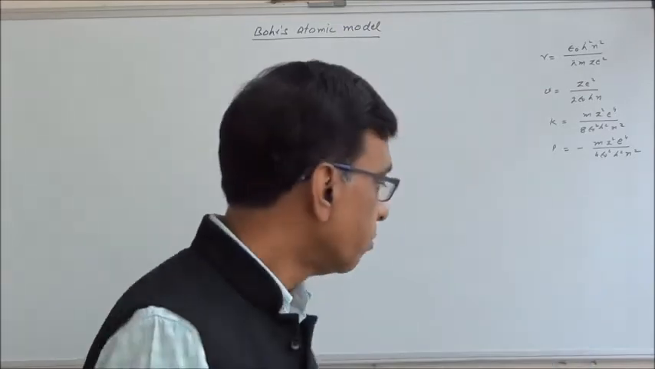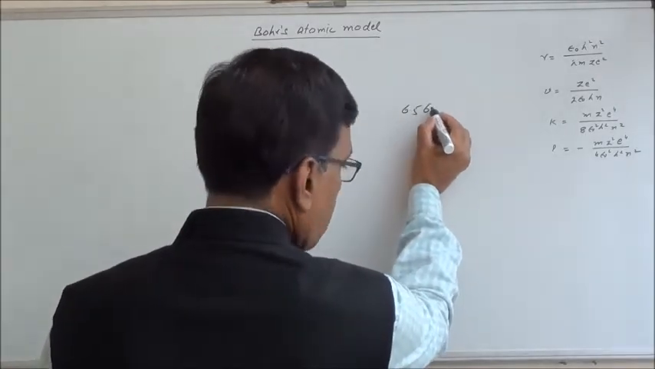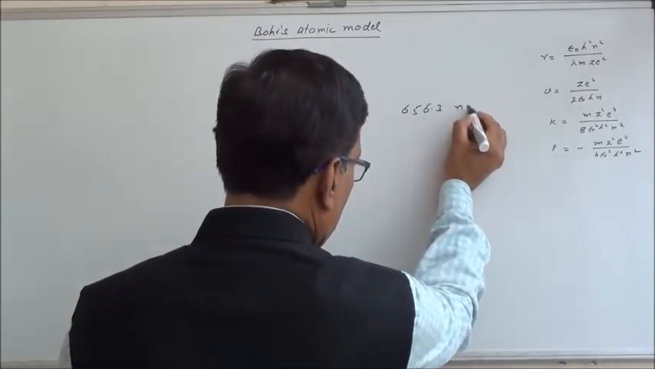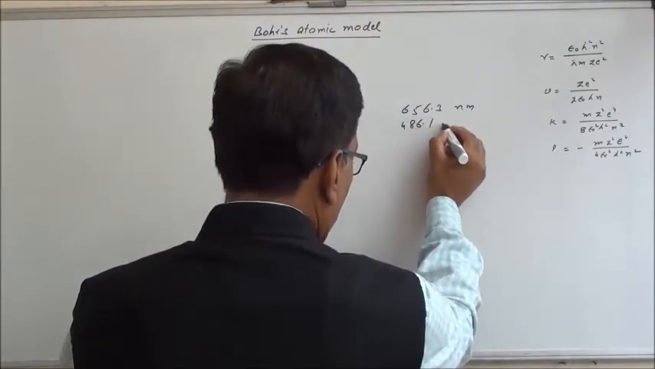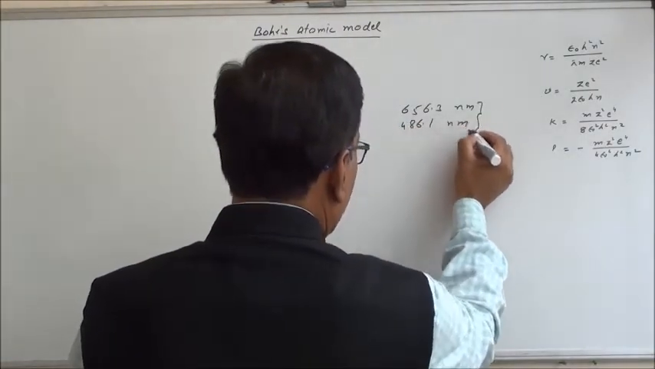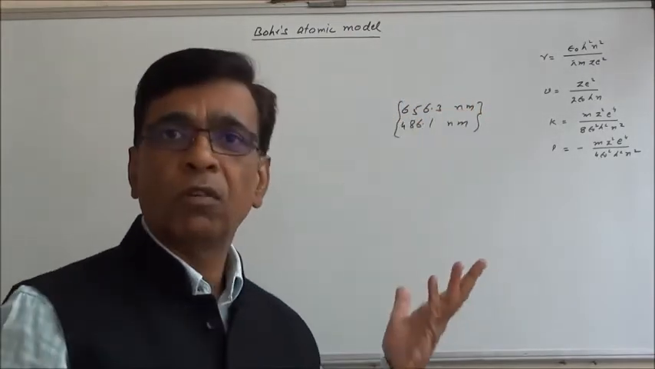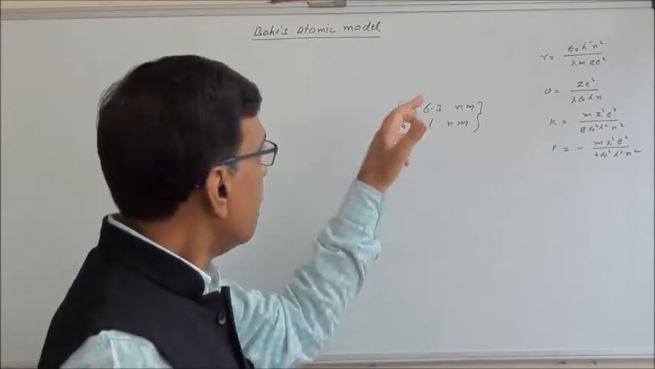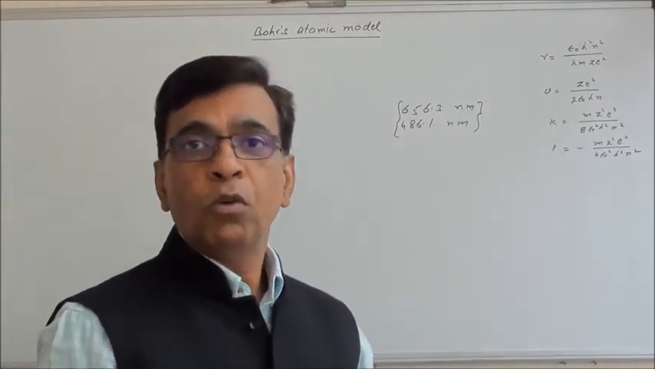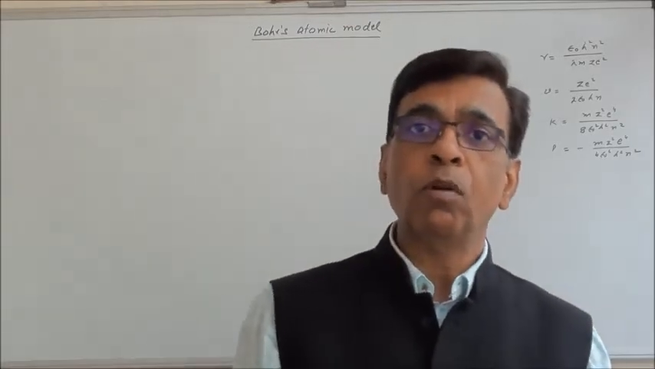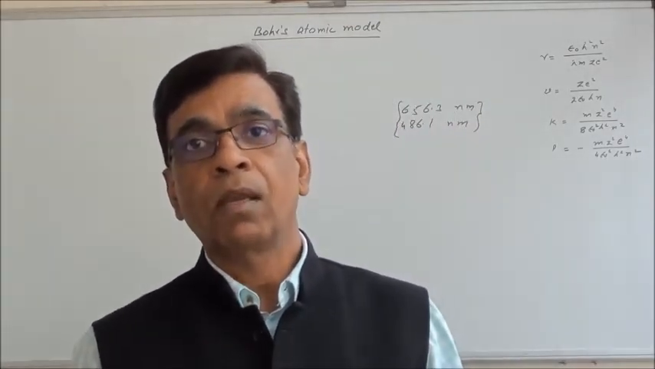For example, there is a wavelength of 656.3 nanometer. Then there is another of 486.1 nanometer. These two wavelengths are found in the hydrogen emission spectrum, but in between there is no line. So we don't find radiations of all possible wavelengths in the emission spectrum of hydrogen.